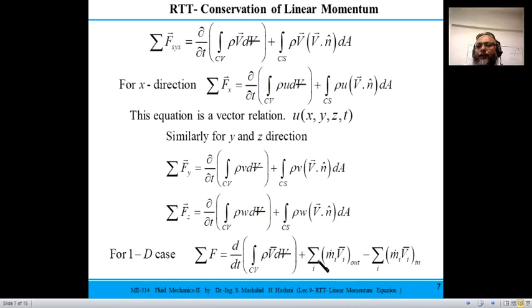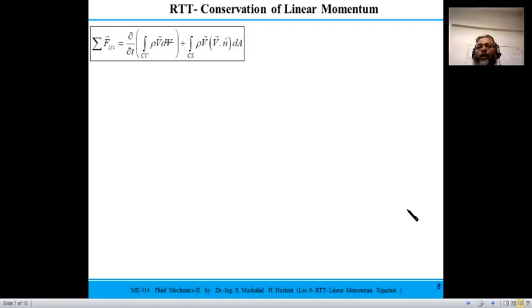So this is a more meaningful and more practical expression of the momentum equation, because most of the time we are dealing with the one-dimensional case, or we will be dealing with the forces in x and y, not in the vector form. Most of the time we are dealing in the algebraic form rather than the vector form. Okay, so we have the momentum equation, the linear momentum equation.